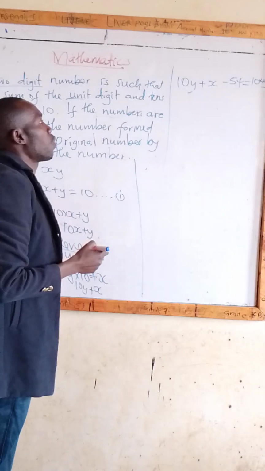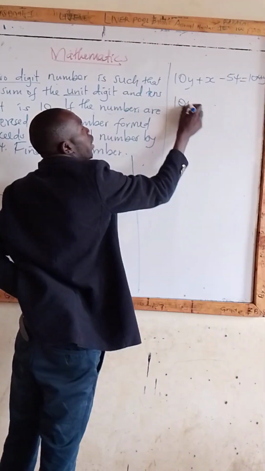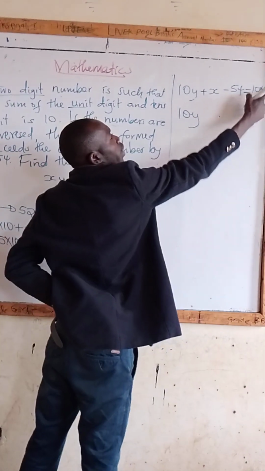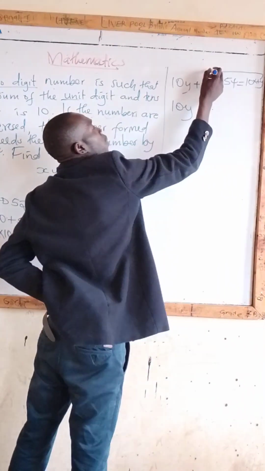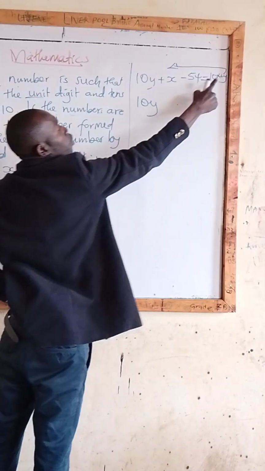Therefore, we can use this to collect the like terms. Where we have 10y, we can bring this y to this side. And remember, when we bring it across the equal sign, it becomes a minus, because here we have a plus.